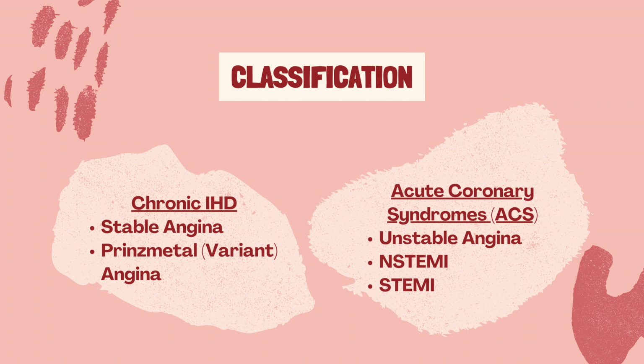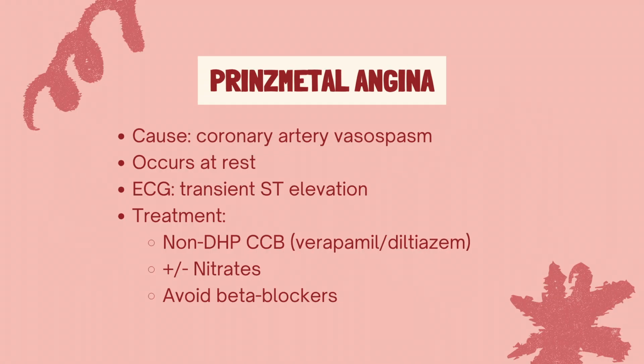Chronic forms include stable angina and Prinzmetal angina, which result from fixed atherosclerotic plaques or transient coronary vasospasm, respectively. Acute coronary syndromes, or ACS, result from sudden plaque rupture and thrombosis. These include unstable angina, NSTEMI, and STEMI. Let's review all of these types now.